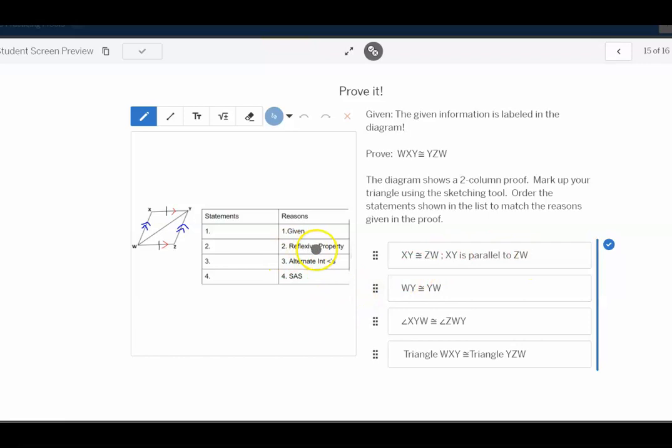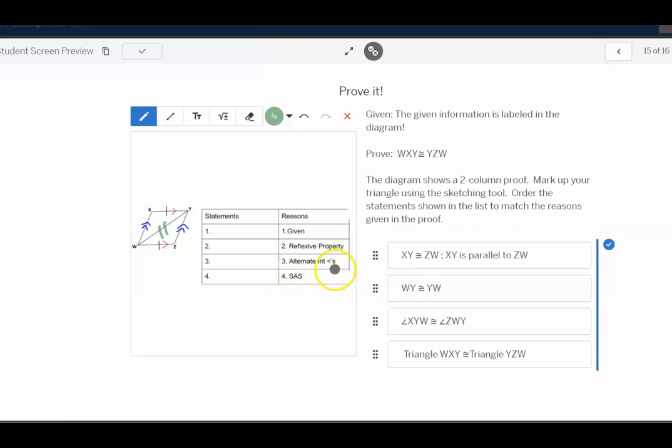The next one says reflexive property. Well, we know reflexive property is always something equal to itself. So in this case, it's going to be this line in the middle, WY. So WY is congruent to YW. That's the same line. So we're going to put that in our second spot.